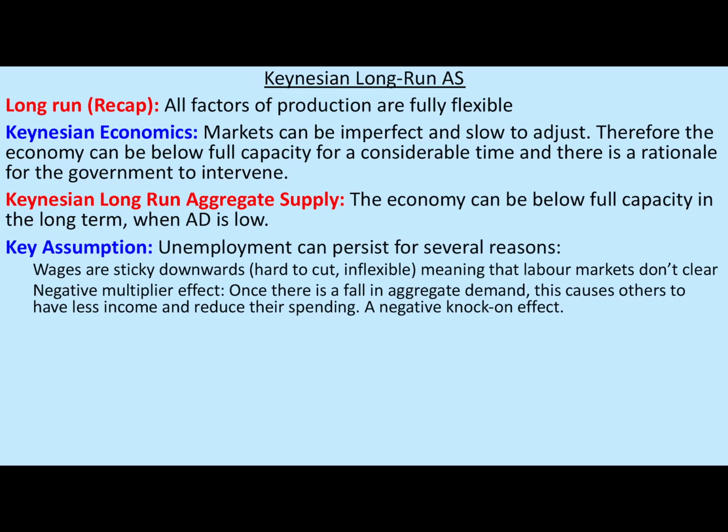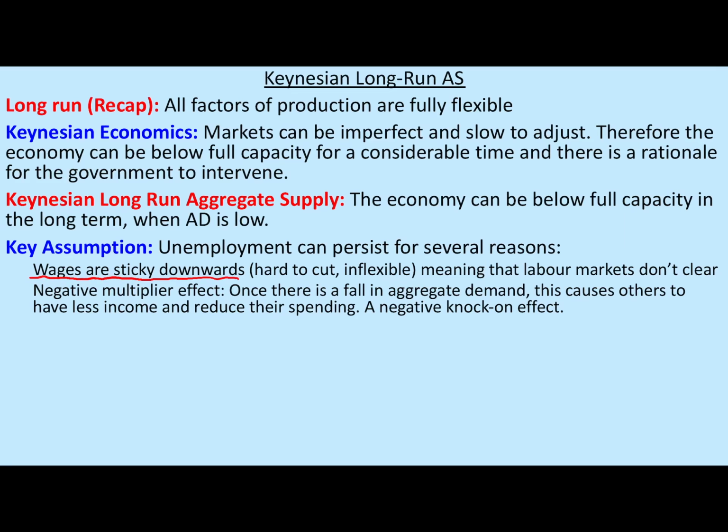The key assumption that allows us to make this model of the Keynesian long run aggregate supply is that unemployment can persist. And it can persist for several reasons. The first, and perhaps most important, is that wages are sticky downwards, meaning they are very hard to cut. On the other hand, they are always assumed to be very easy to increase.